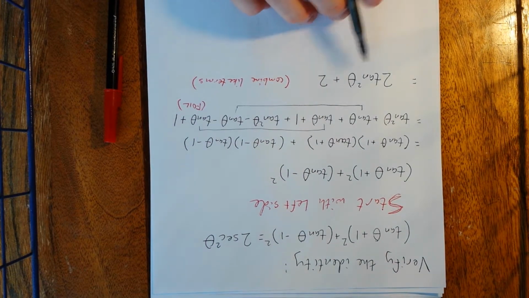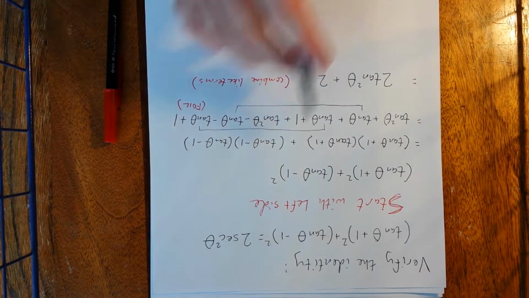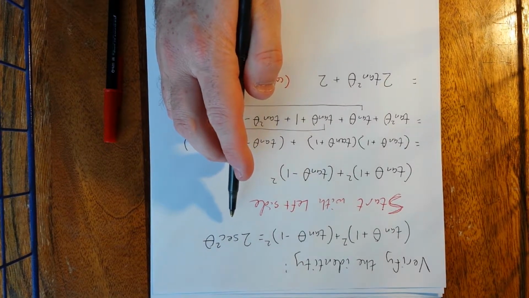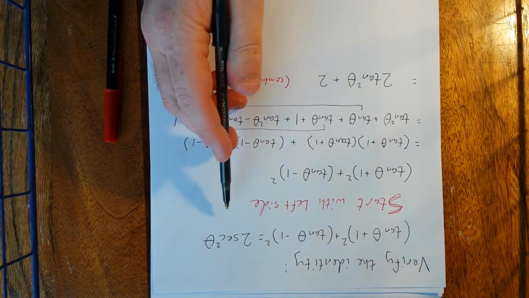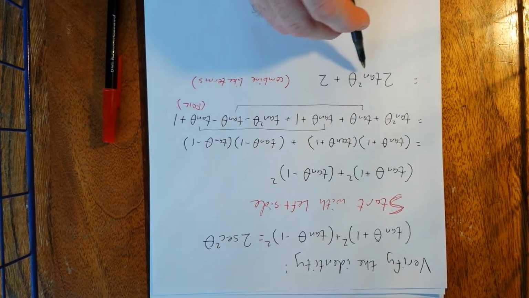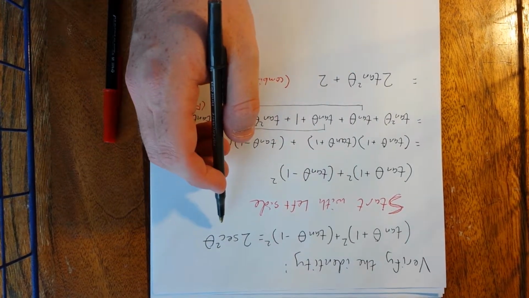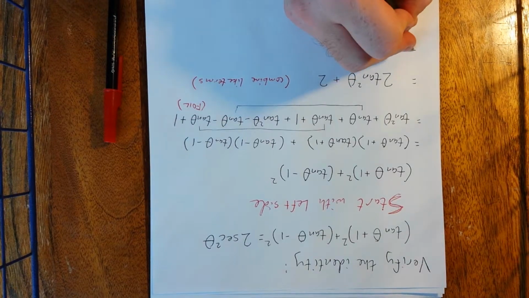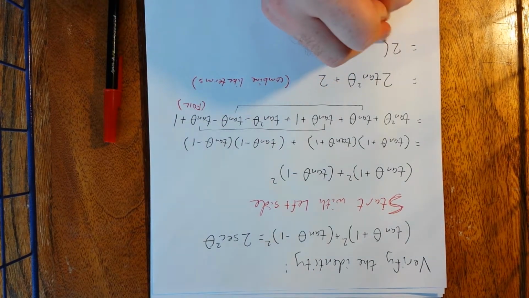Now, taking a look at what we have now and where we're trying to go, this is what I refer to my students as eyes on the prize. We have this, we're trying to get to this. We have a tangent squared, we're trying to turn it into a secant squared. That just reeks of a Pythagorean identity.